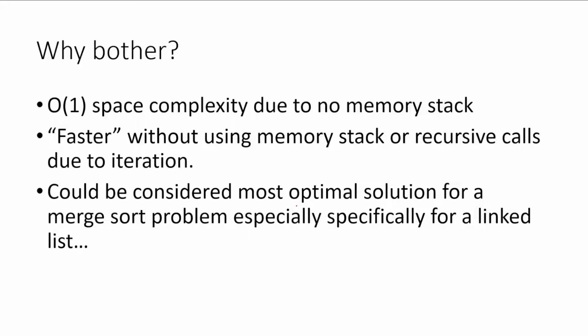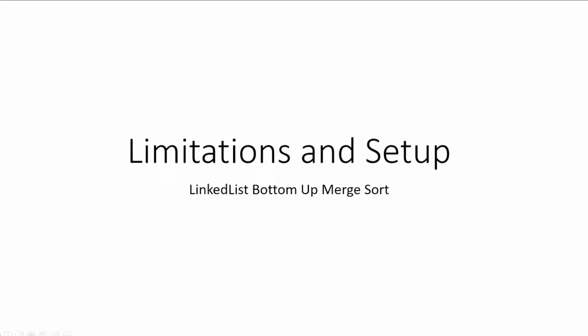And if you had to consider the most optimal solution for a merge sort problem, specifically one with a linked list, or something on LeetCode that maybe is asking for the most optimal merge sort, this is probably the answer that they're looking for. There are certain limitations and some setup that needs to be done when we think about the linked list bottom-up merge sort. Most times when you look up merge sort online or other materials or references, they typically use or assume that you're going to be using an array.